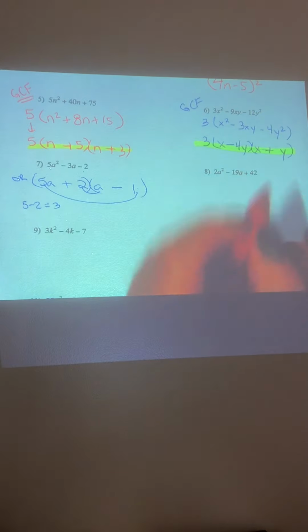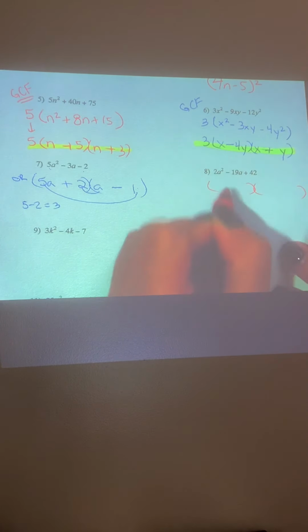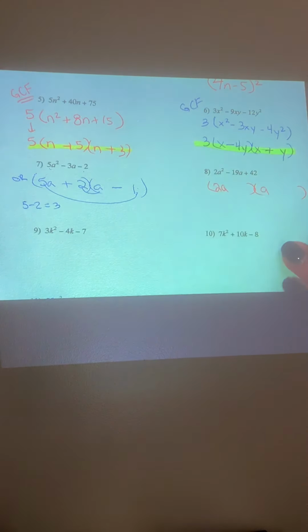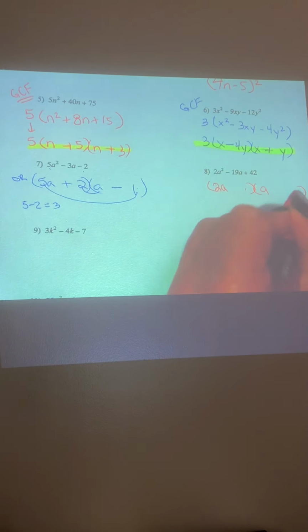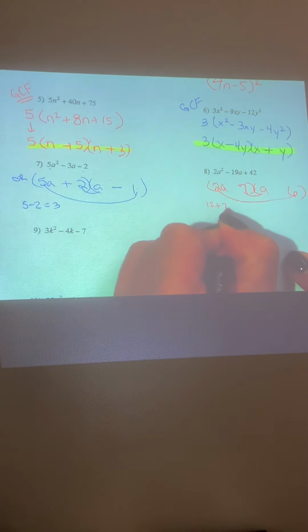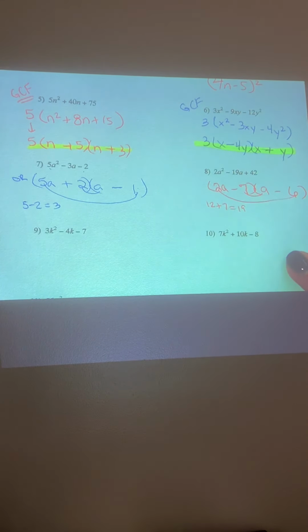Okay, next. No greatest common factor. Factors of 42 that add up to 19. Well, 42, I automatically think 6 and 7. I cannot put 6 here. Why? Greatest common factor thingy. So, I'll try the 6 here. I'll try the 7 here. Let's see if that works. 12 and 7. 12 plus 7 gives me 19. I'm good. Last term's a plus. Middle term in both. Okay.